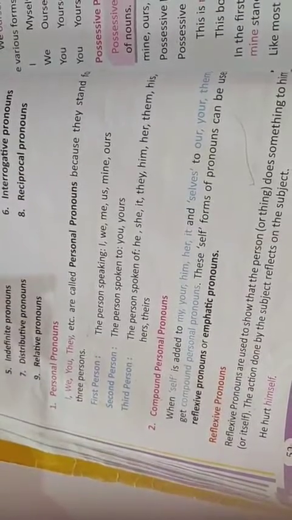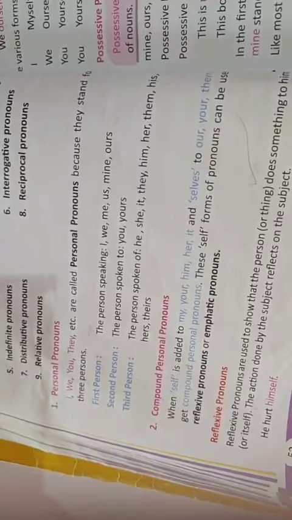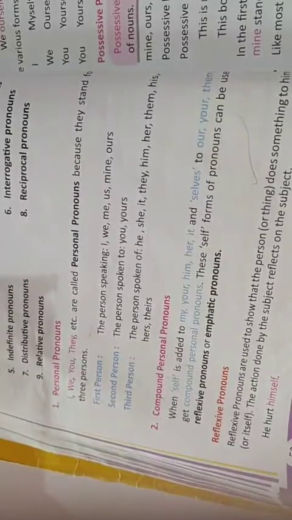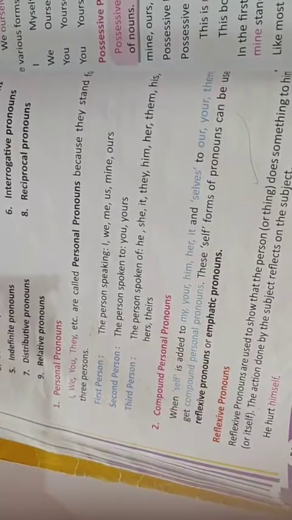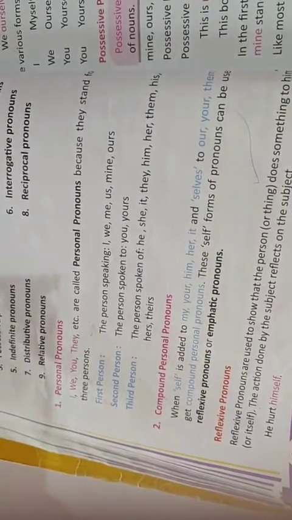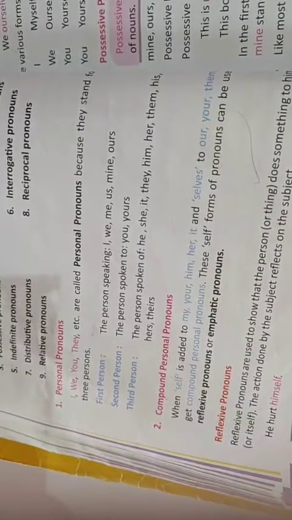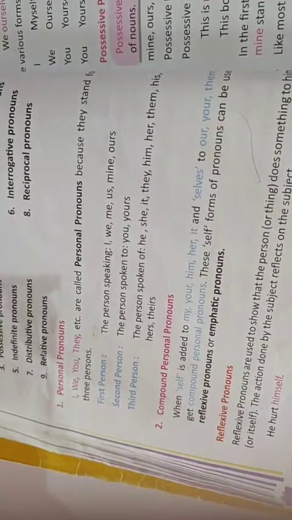The second category is compound personal pronouns. Now children, compound personal pronouns are formed by adding self to my, your, him, her or it. We add self to it. It is a combination of two words over here. Compound personal pronoun. My plus self is myself. Him plus self is himself. So two words are added and one word is formed. One compound personal pronoun is formed.